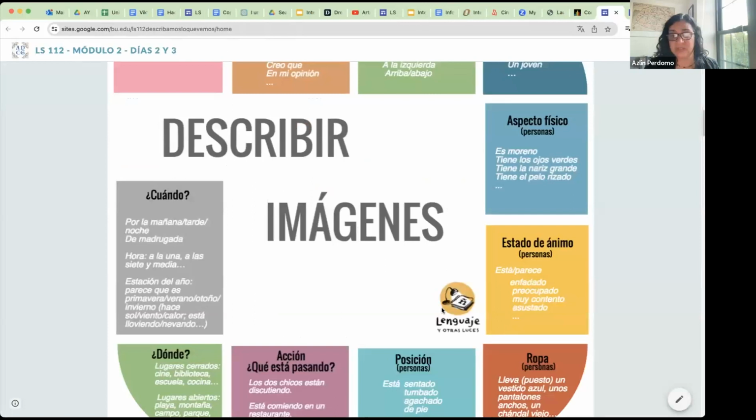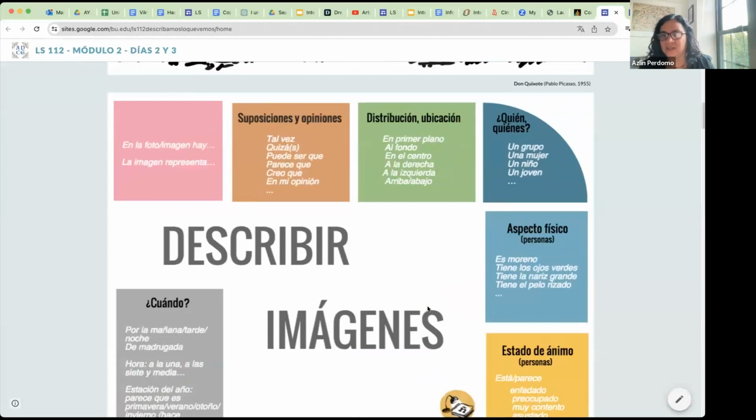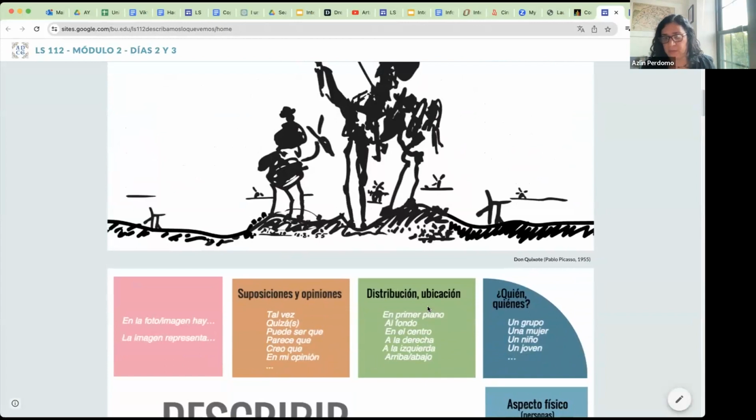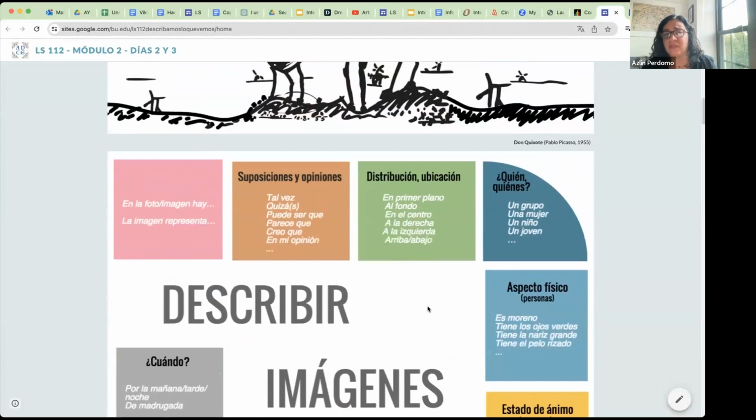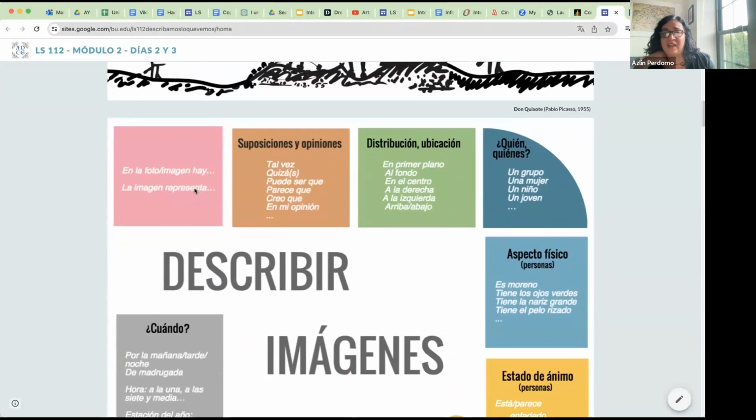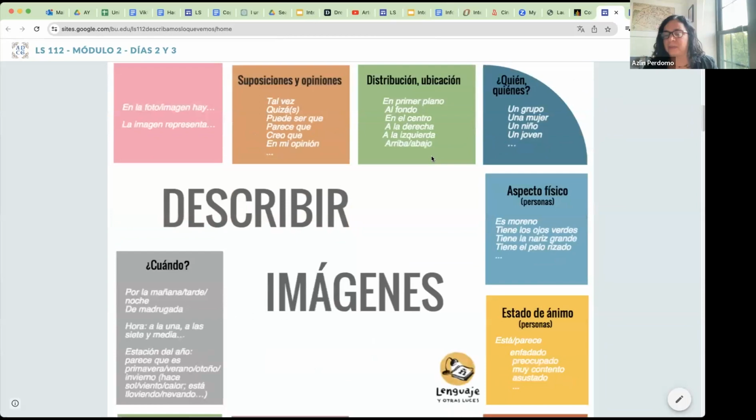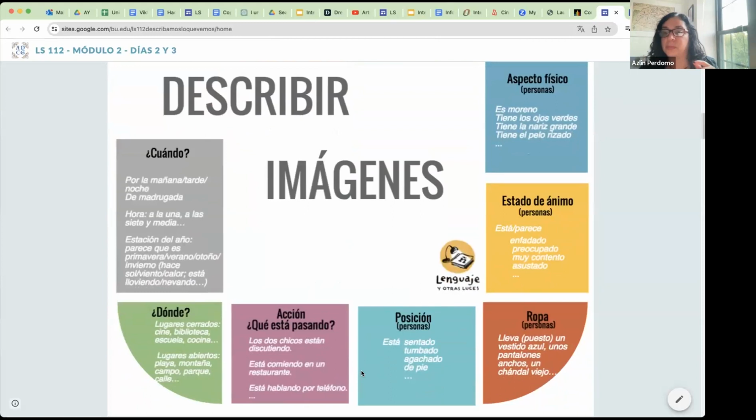And I want to share one more thing, just to elaborate on the answer that I gave to Cecilia. I agree, it is very challenging to have students at the beginning levels produce with the language and to have a class in art and have them really express what they want to express. But in another class that's also about art, the same unit, I also give them this. And so they have a lot of resources or linguistic tools to express: en la foto, en la imagen hay, la imagen representa, suposiciones y opiniones, tal vez, creo, distribución, primer plano, arriba, abajo, etcétera. Y pueden to be able to describe.